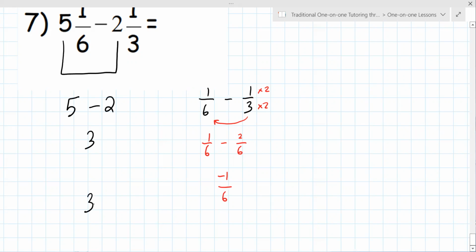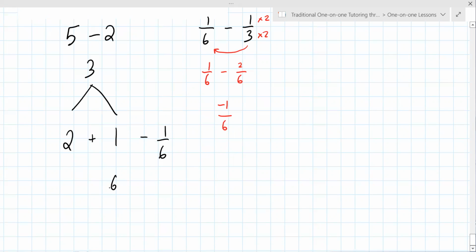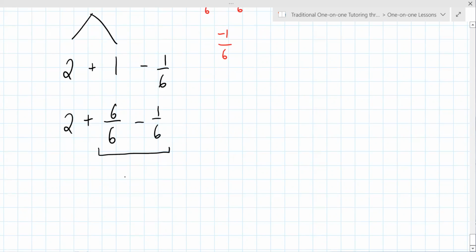But what you can do is say, well, 3 is really 2 plus 1. This is where you borrow. And 1 is really 6/6. And so 6/6 minus 1/6 is 5/6. There's your final answer. I don't really get that.